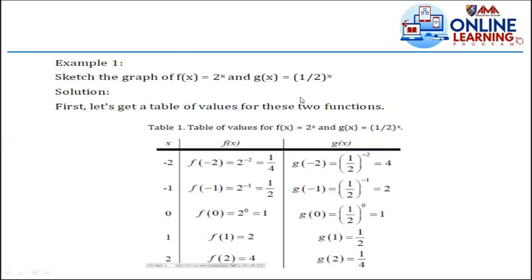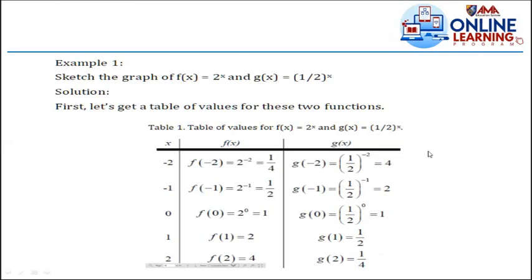For the next column, if x is equal to negative 2, 1 all over 2 raised to negative 2, the answer is equal to 4. Because when you move it to the bottom, it becomes 2 raised to negative 2, then you express it as positive, it becomes 4. For negative 1, 1 all over 2 raised to negative 1 is equal to 2. 1 half raised to 0 is equal to 1. If x is equal to 1, 1 half raised to 1 is the same as 1 half. If x is equal to 2, 1 half raised to 2, the answer is 1 fourth.